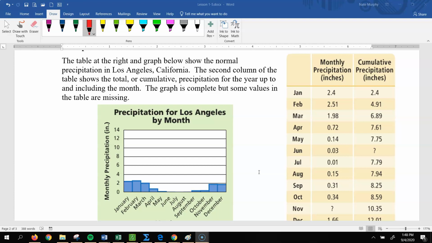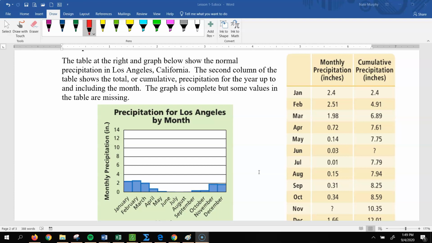And so what we're going to do, though, is we're going to create a cumulative distribution of that data. So what they've done on the right there is with that table, they've given us each amount of precipitation that occurs each month and then the total through the end of that month. So you can see that in the month of January they had 2.4 inches. So through the end of January Los Angeles had 2.4 inches. Now in February they had a little over 2.5 inches of rain. So if you take 2.51 plus 2.4, you'd get 4.91 and so on.